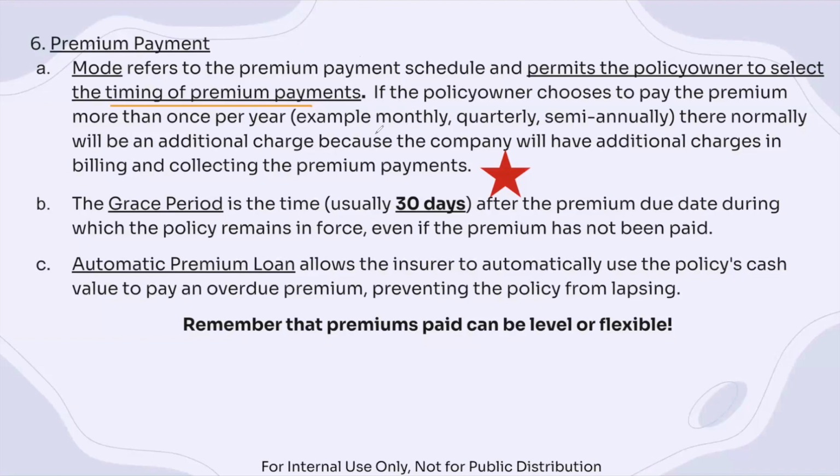B is the grace period. This is where, after the premium due date has passed, there are 30 days for one to pay the overdue premiums. So it's like the grace period. Think about grace, I'm giving you some grace, even though the due date has passed.